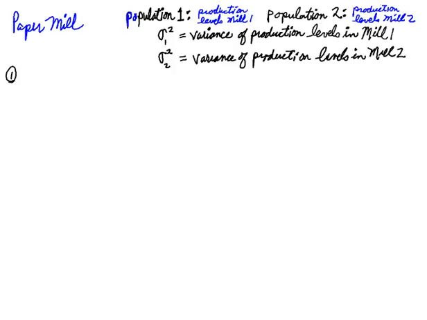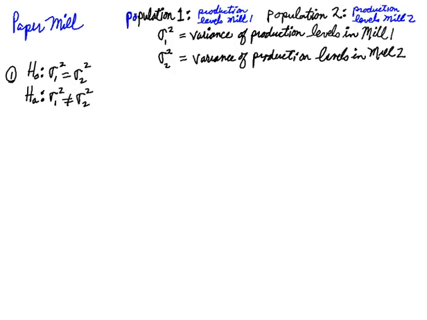Well, to test to determine if there's a difference, what will we assume? We'll assume that there is no difference. So we're going to assume that sigma 1 squared is equal to sigma 2 squared. And if we have the evidence from the samples, strong enough evidence to reject that, we can conclude that they are not the same, that there is a difference. So our alternative hypothesis is sigma 1 squared not equal to sigma 2 squared.